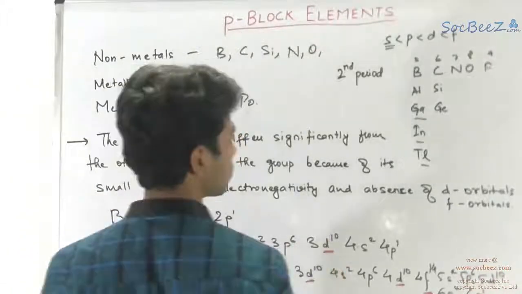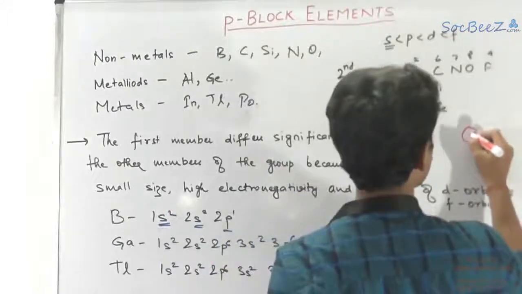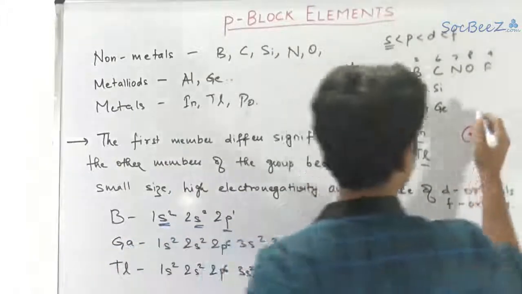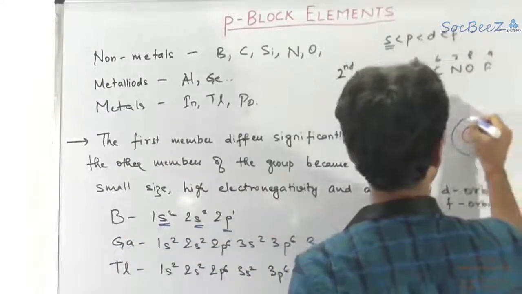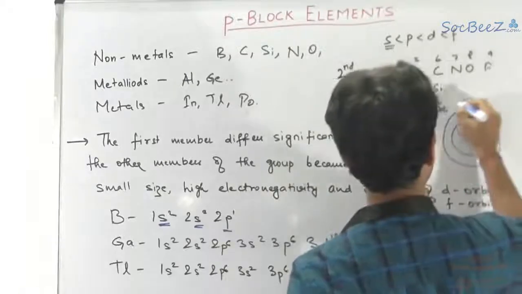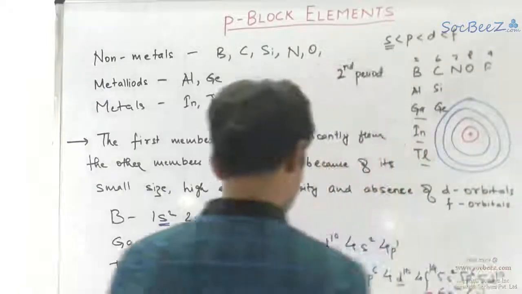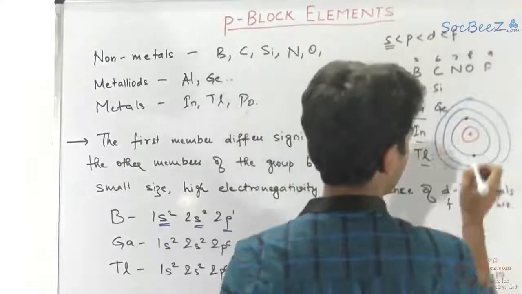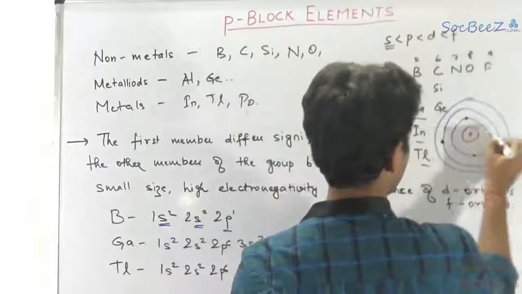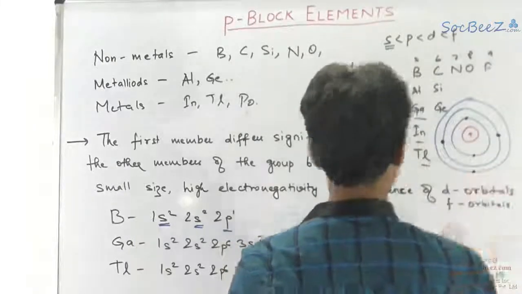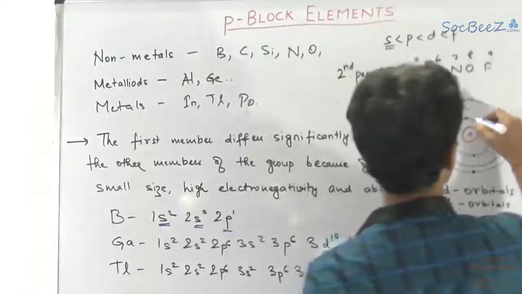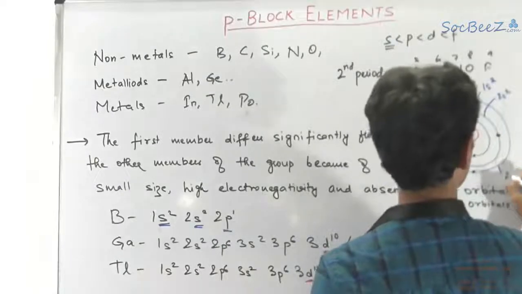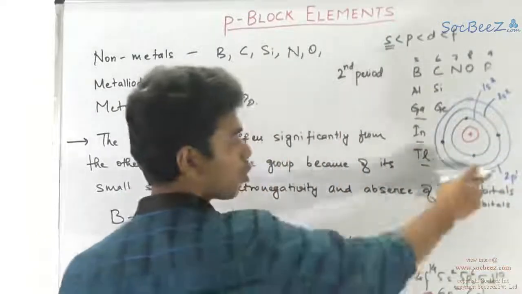Suppose this is the nucleus, and these are the orbitals. This is the s orbital. These are the 2 electrons over here for 1s, 2s, 2p. This is 1s2, this is 2s2, this is 2p1. This is for boron.